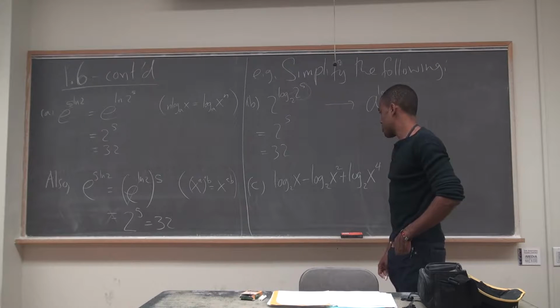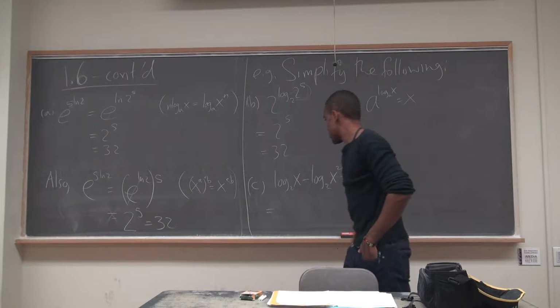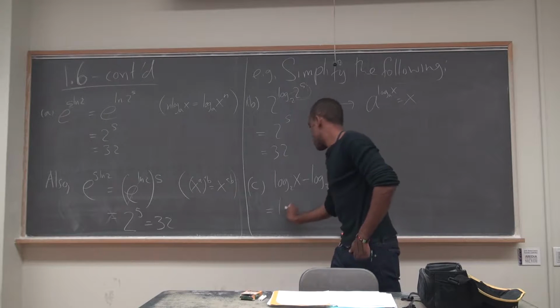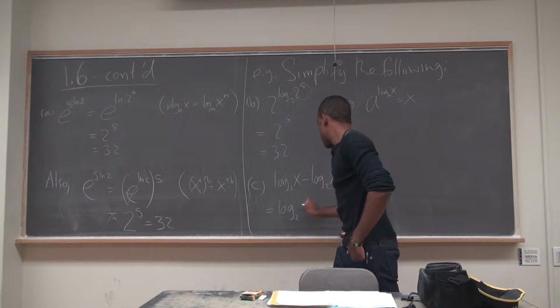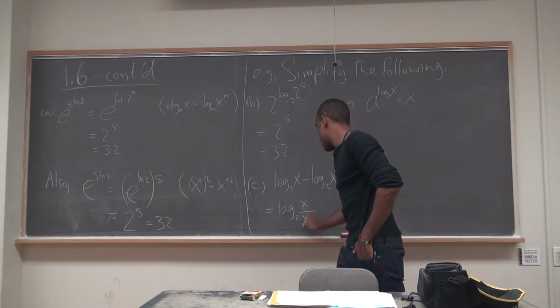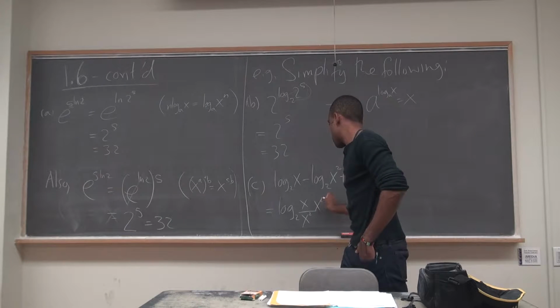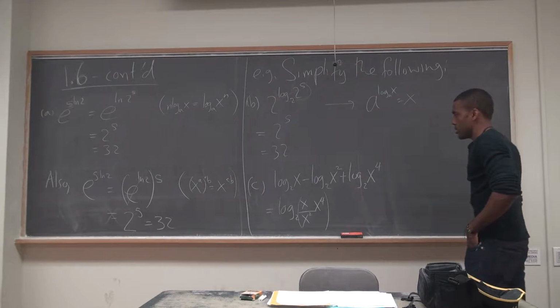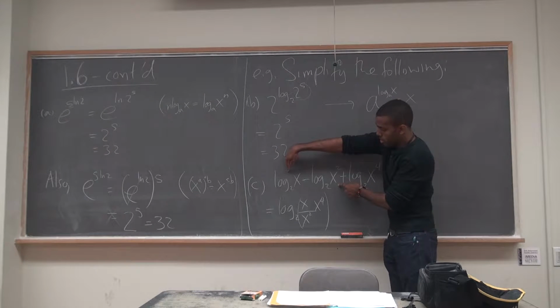Huh? What do you mean? x over x squared times x to the 4th? Log to the base 2 of x over x squared times x to the 4th, and all that's in the log. Yeah. Right? Because we're using log of a sub. The difference of logs is just the division, right?